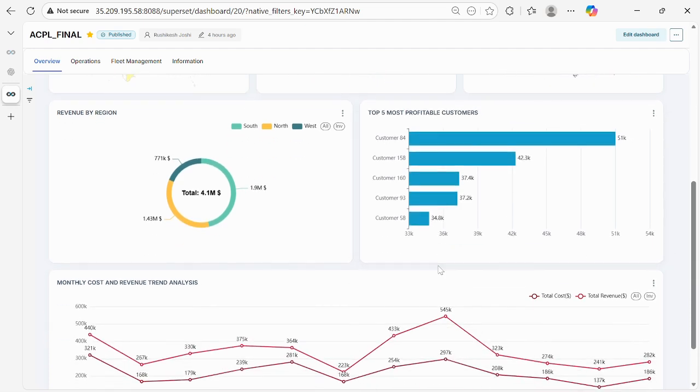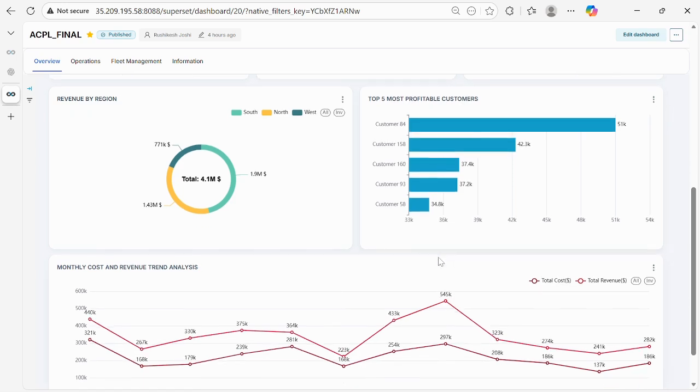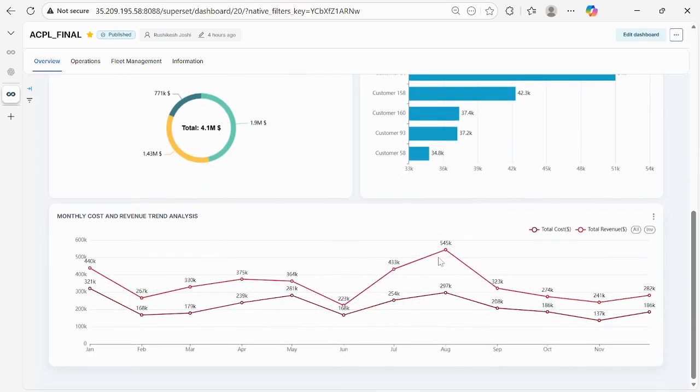Trend analysis. Understanding change over time. At the bottom, we have a monthly trend analysis of revenue and cost. This view helps identify seasonality, cost spikes, and periods of margin compression. Monitoring the gap between revenue and cost over time helps anticipate profitability risk. This is especially useful for forecasting and planning.